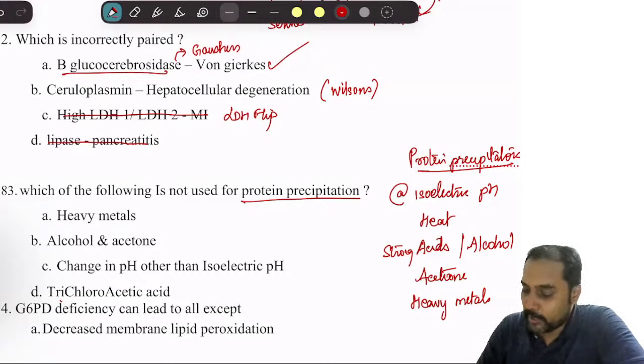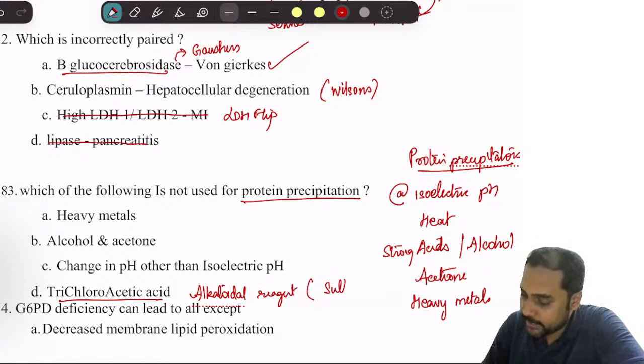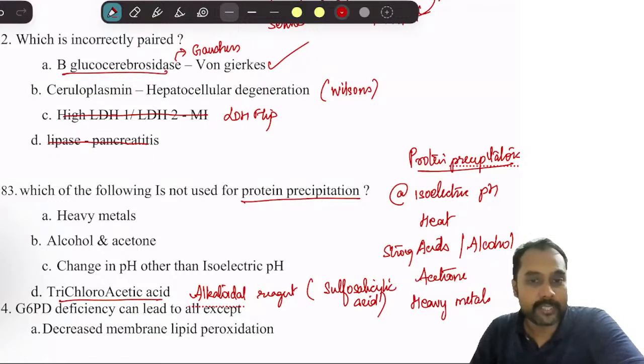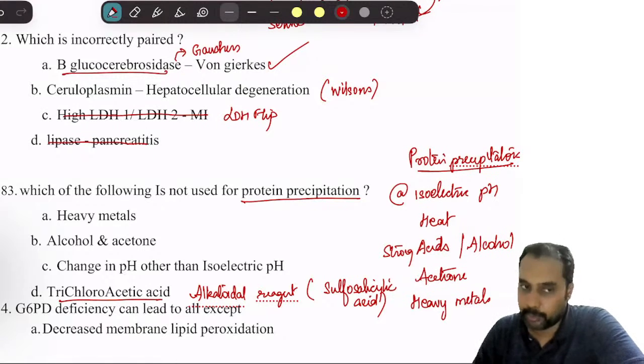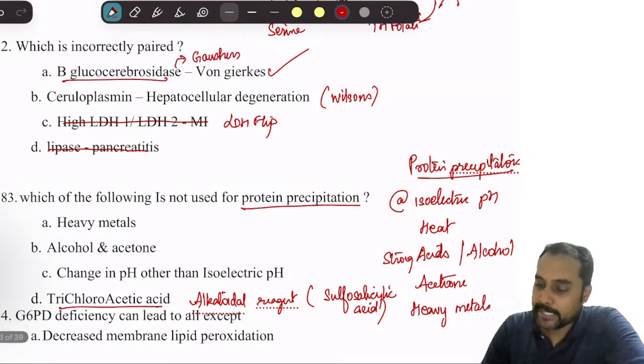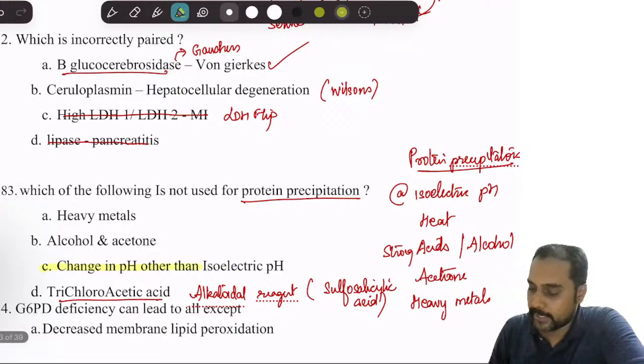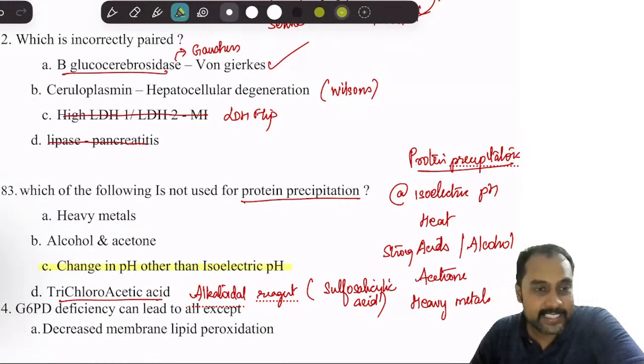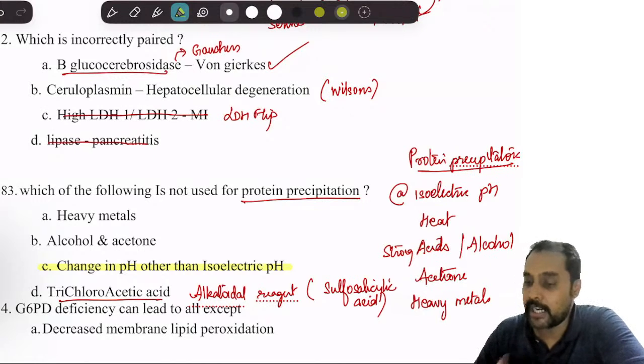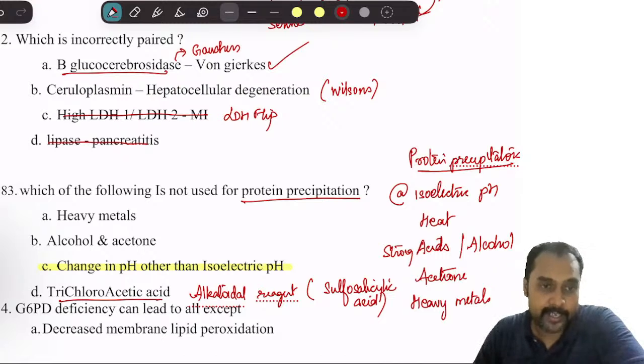So what is this trichloroacetic acid? This is called an alkaloidal reagent. So this also can be added along with something called sulfosalicylic acid. Sulfosalicylic acid also can precipitate the proteins. So here what they are asking you is which one is the answer? The answer is this one. Change in the pH other than isoelectric pH. No, isoelectric pH only causes the protein precipitation. At that pH, it exists as Zwitter ions where the net charge on the molecule is 0.